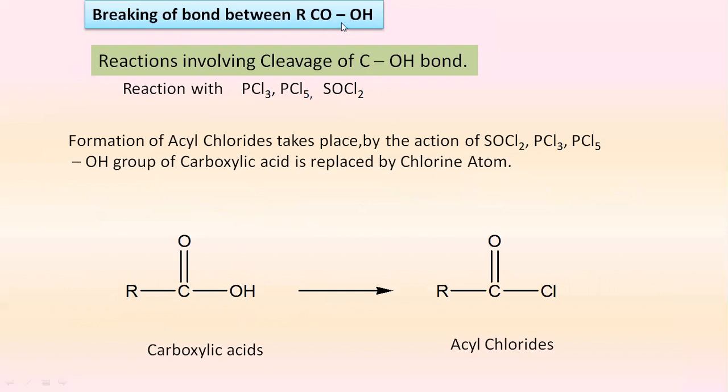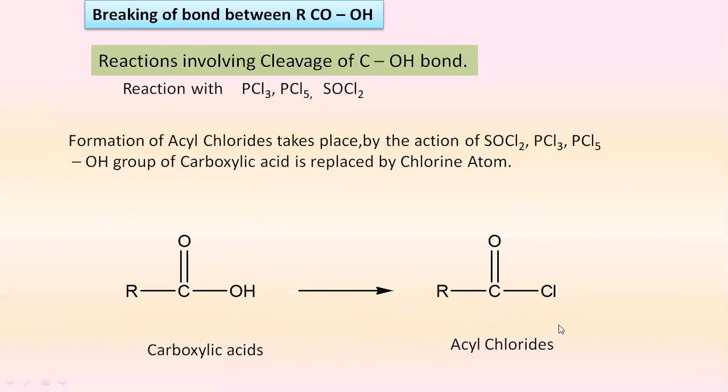The next reaction is the breaking of the bond between C double bond O and the OH group, the reaction involving the cleavage of the CO-OH bond. The reagents are mainly PCl3, PCl5 and SOCl2. When the carboxylic acid is heated with phosphorus trichloride, phosphorus pentachloride, or thionyl chloride, it gives the corresponding acyl chlorides. In this reaction, the hydroxyl group of the carboxylic acid is replaced by a chlorine atom. In all these reactions, only the OH group is replaced by Cl.